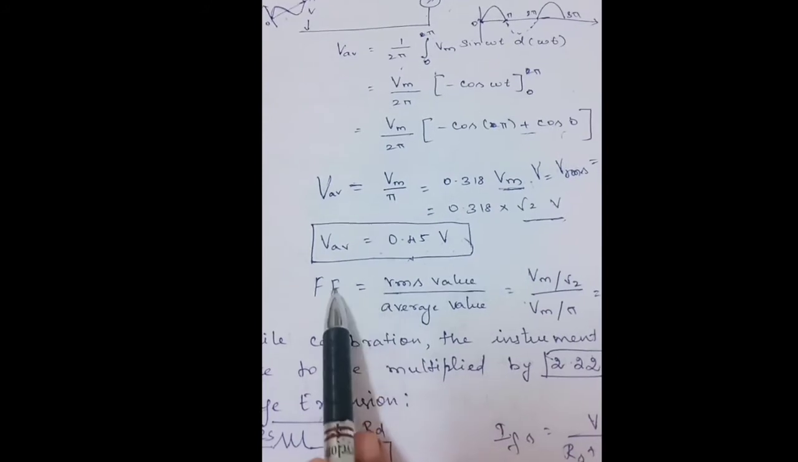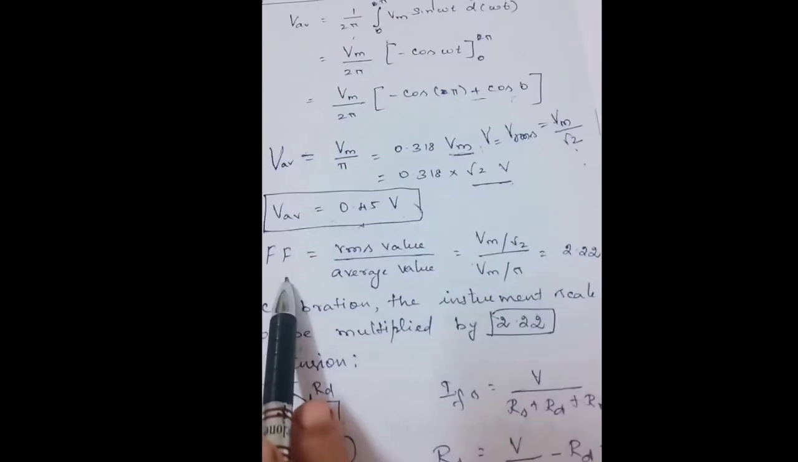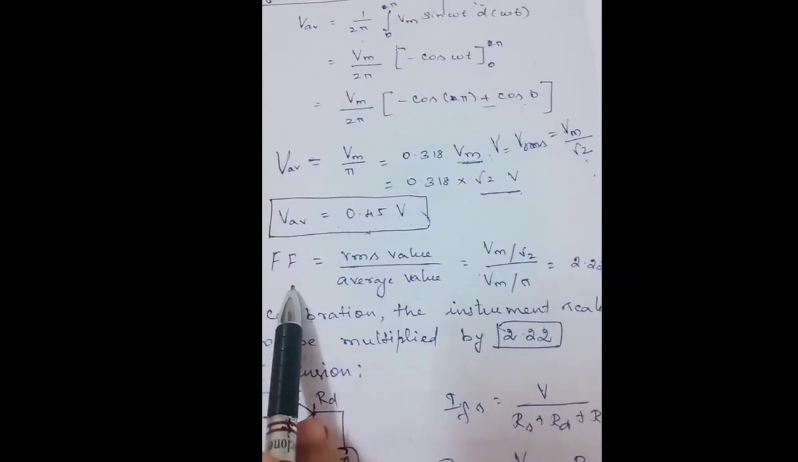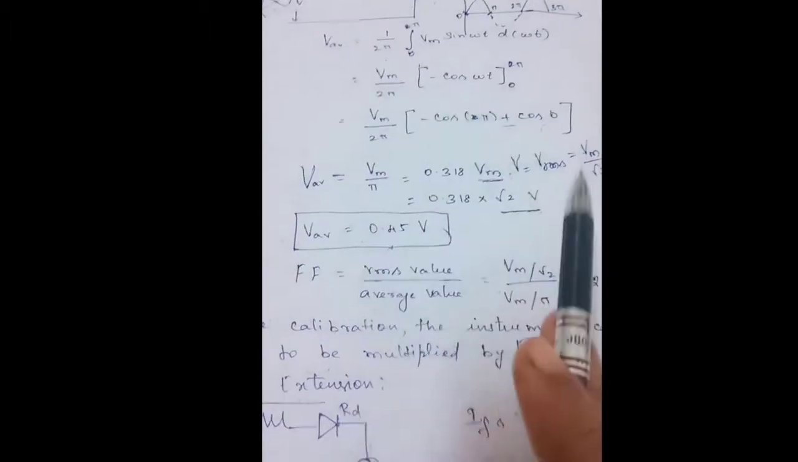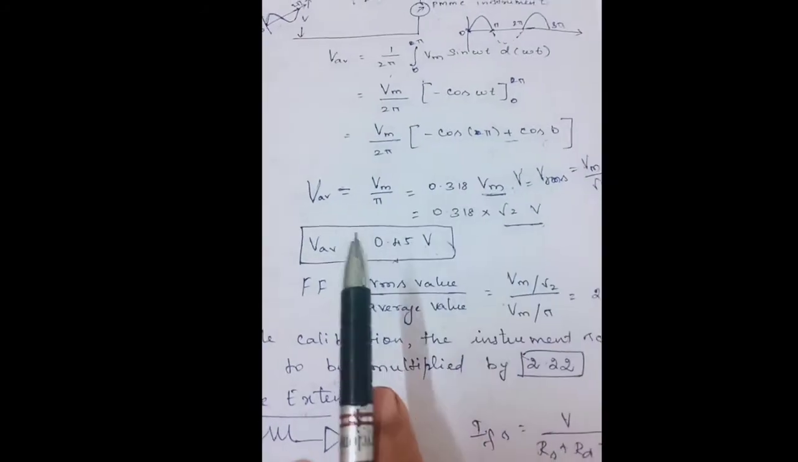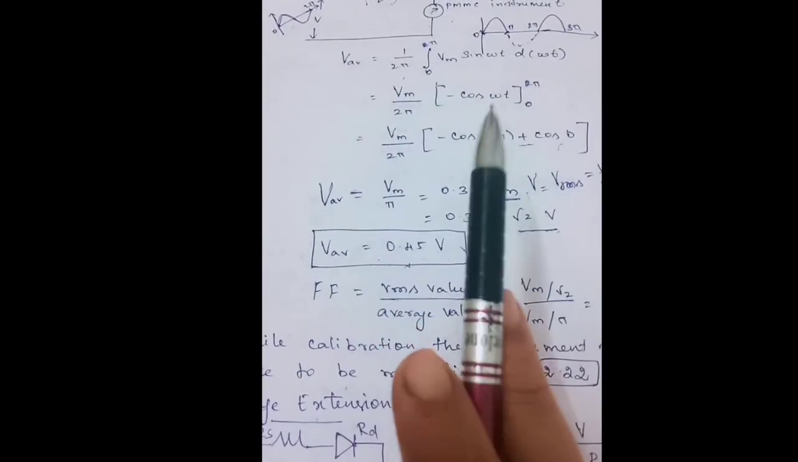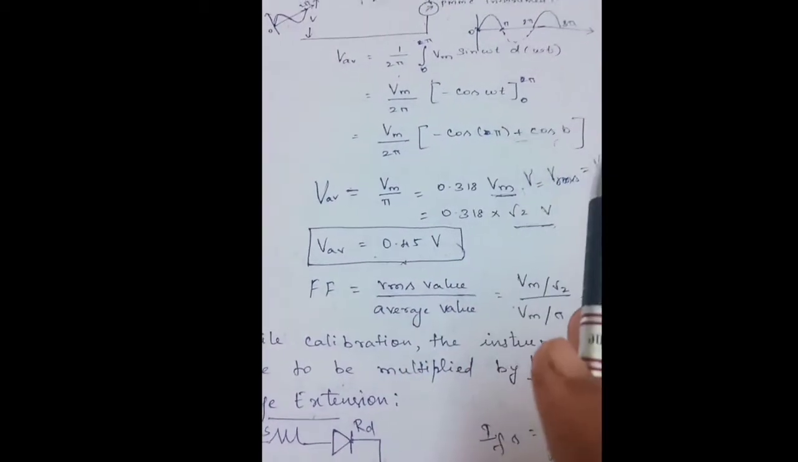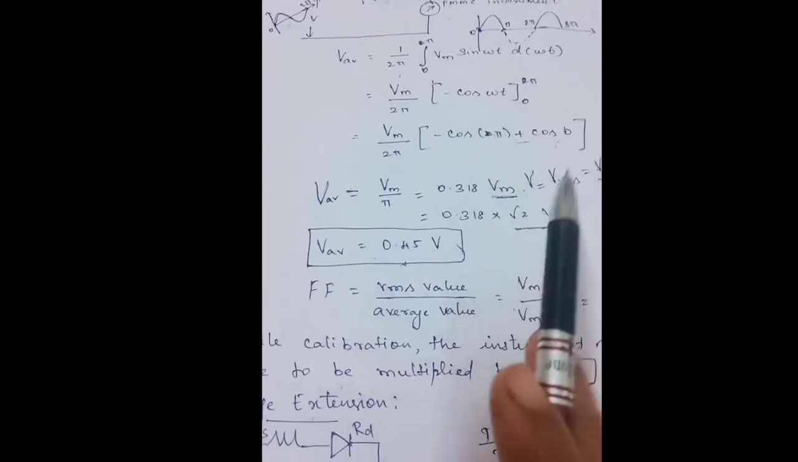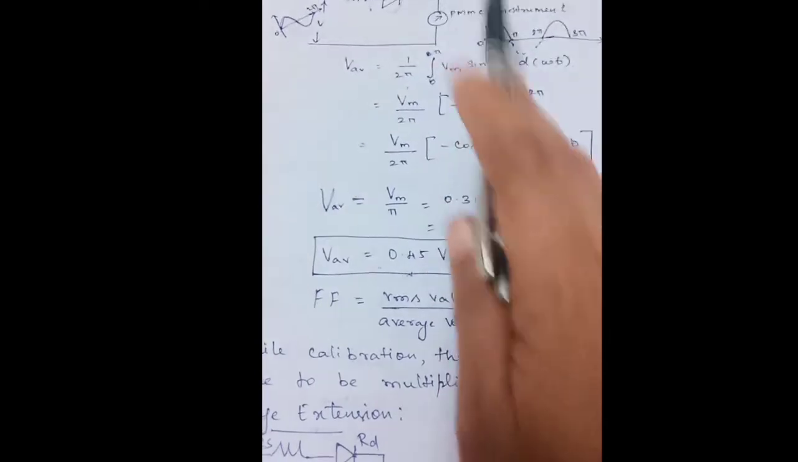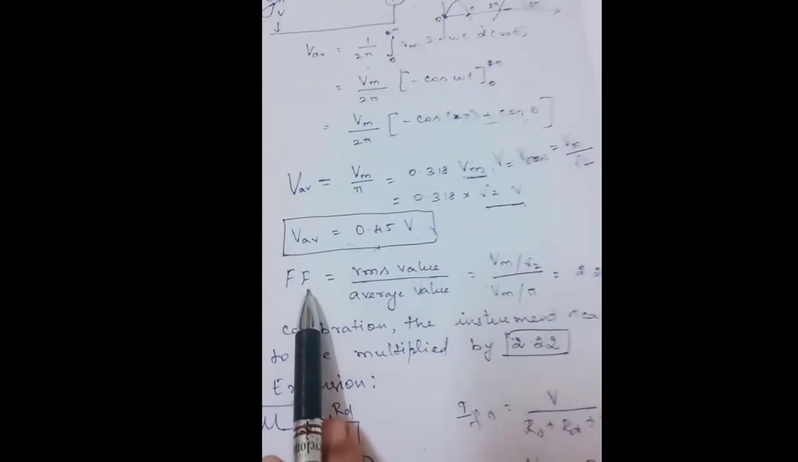When we calculate form factor, for calibration purposes, we need the form factor value. We need the instrument to display the RMS value, but this instrument will be displaying only the average value. So based on the average and form factor value, we can calibrate this PMMC instrument. So we are going to find out the form factor now.